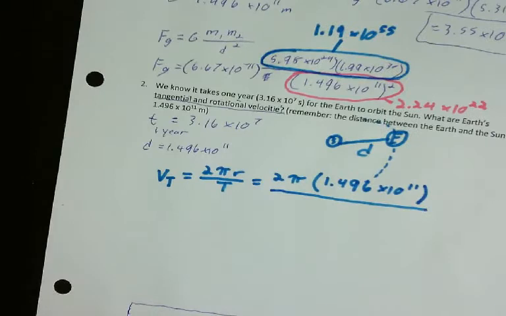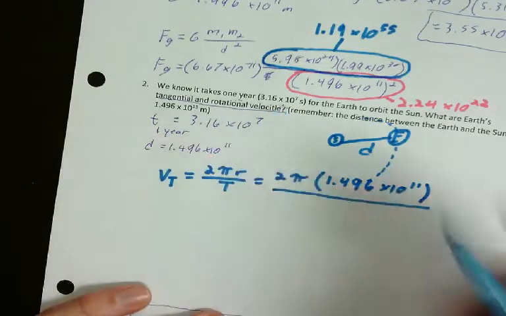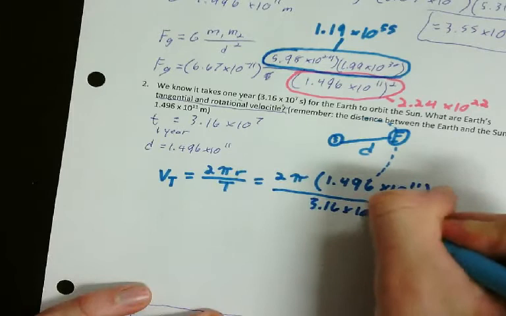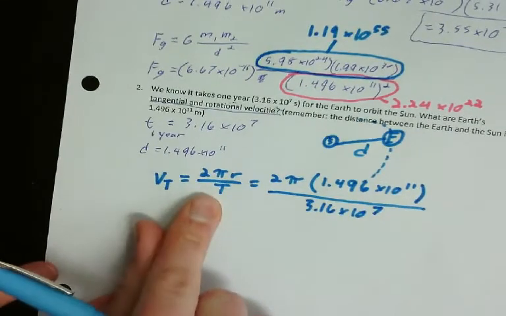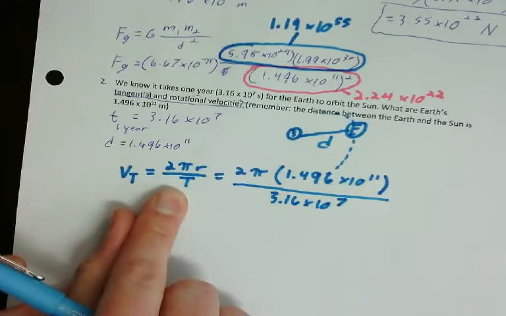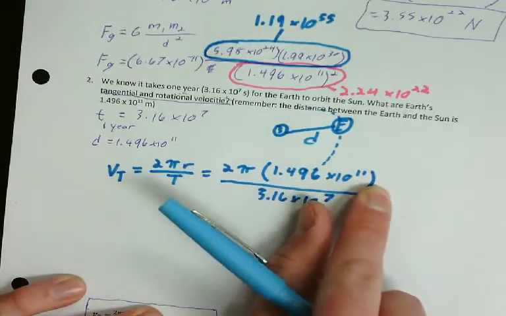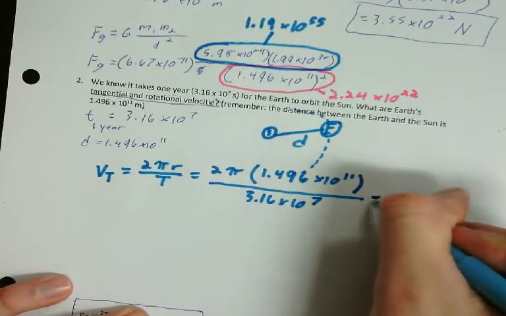Period is the time it takes to go around once. So it takes 1 year to go around once. That is 3.16 times 10 to the 7th. And notice that this one is not squared. The other one we did was, this one is not. So I'm going to multiply the whole top together first, and then I'm going to divide by the bottom.